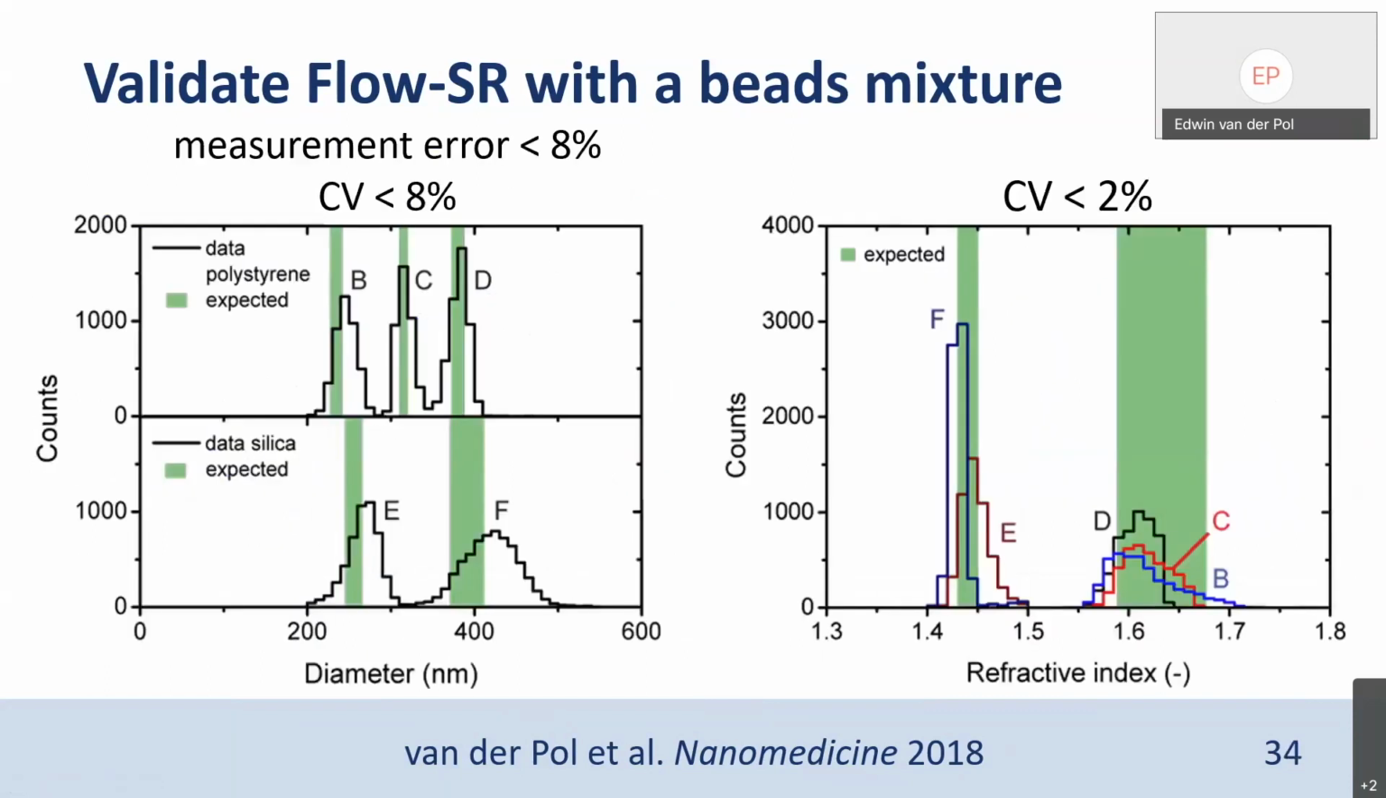So how accurate is this? Here you can see the measured size distributions, and in green the expected sizes. And as you can see, the measured and expected sizes correspond pretty well. The measurement error was smaller than 8%, and the coefficient of variation also smaller than 8%. For the refractive index, we don't know what the measurement error is, simply because we don't have good standards for refractive index. Even of polystyrene beads, the refractive index is not exactly known. But the CVs were decent, with a value smaller than 2%.